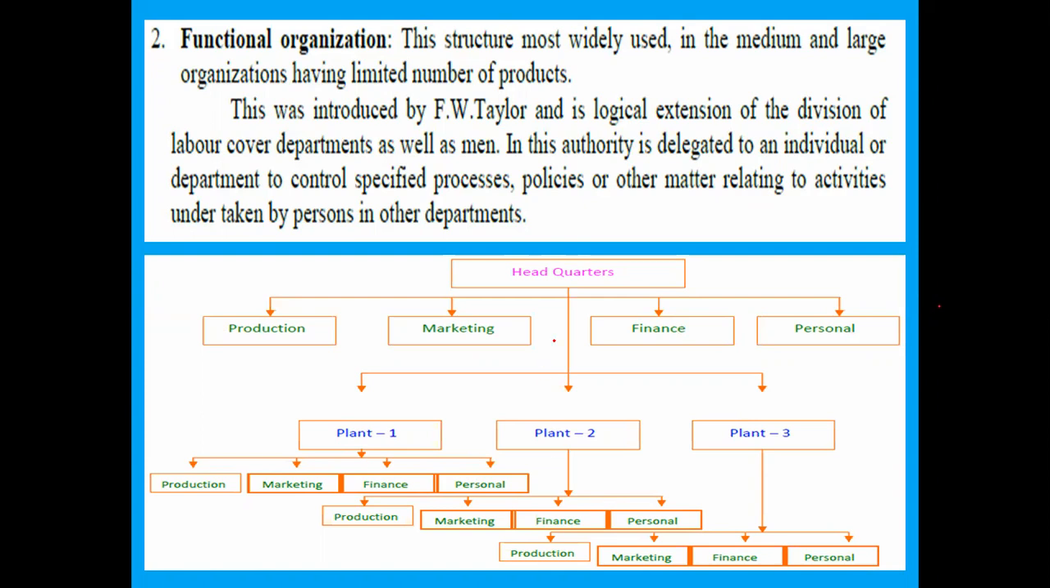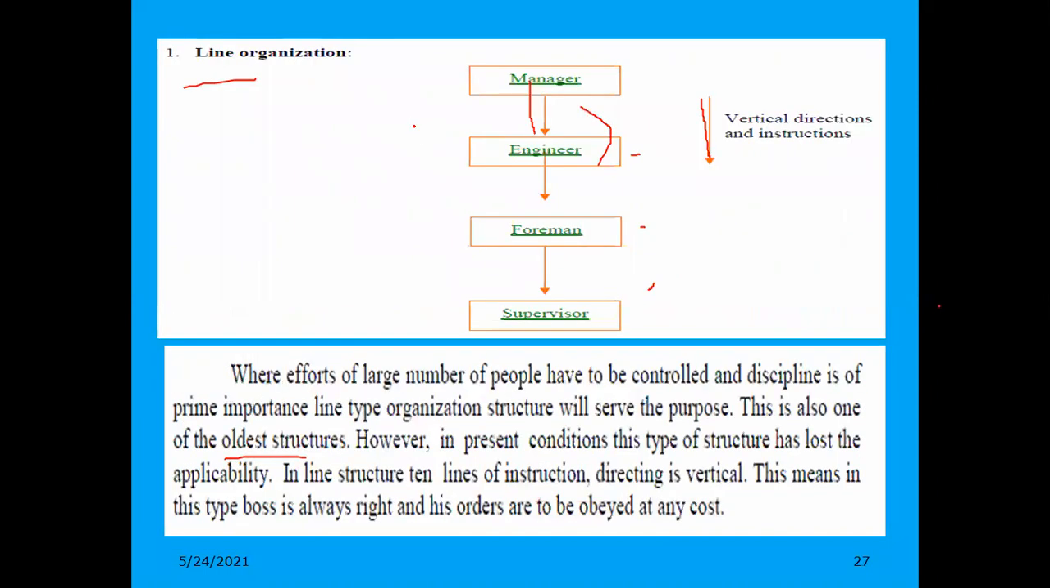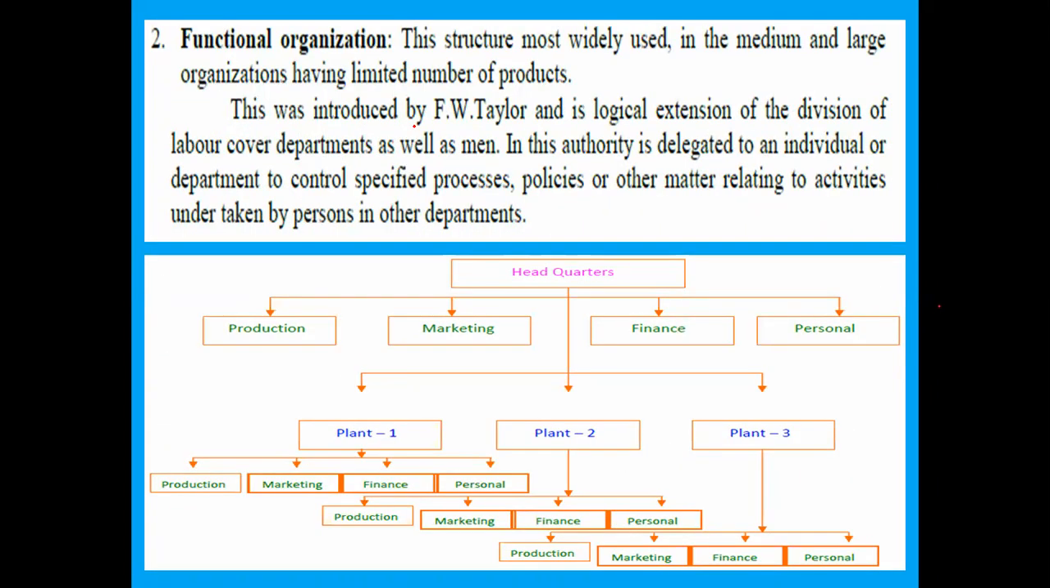Next one is functional organization. So if you see the second one, see the diagram here. So coming to the functional organization, the structure here is the most widely used. So functional organization ఎక్కువ శాతము బయట అవైలబుల్ లో ఉంది. Why? Because it is having large, medium type of organizations.